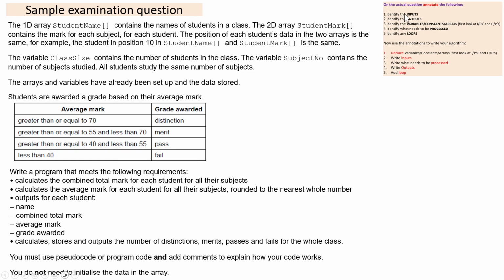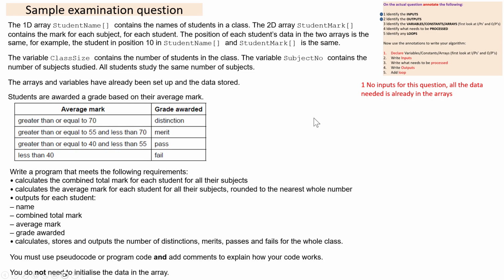Identify inputs first of all. Now looking through here, there aren't actually any inputs. The reason for that is the data we need is already stored for us. So the names of the students are in this array here, and all their marks are in this array here, student mark. So there are no inputs. That doesn't mean to say that there may or may not be inputs in any future exam questions.